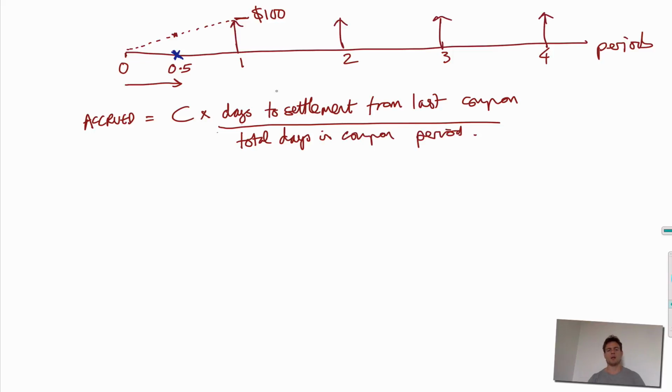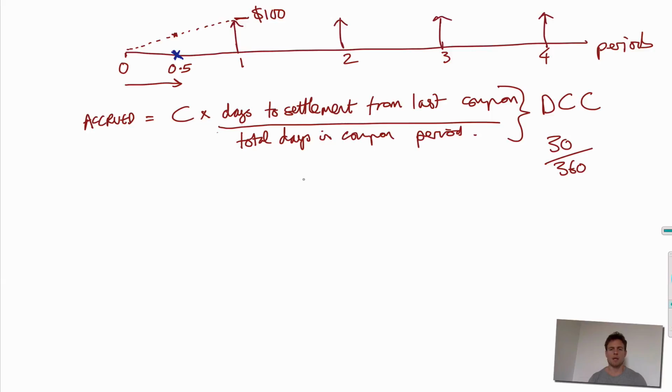So often, and this will depend on the day count convention used, right? So if it's 30 over 360, then you'll count the number of days to the settlement from the last coupon as if each month had 30 days in it, and the total days in the coupon period would be counted as if there are 360 days in the year. And so that's the accrued interest.